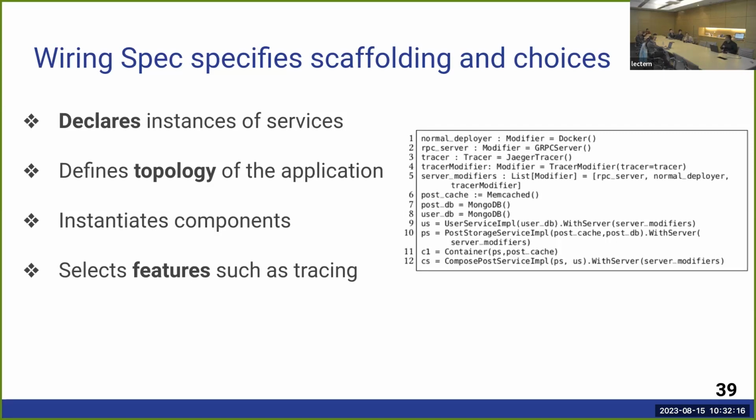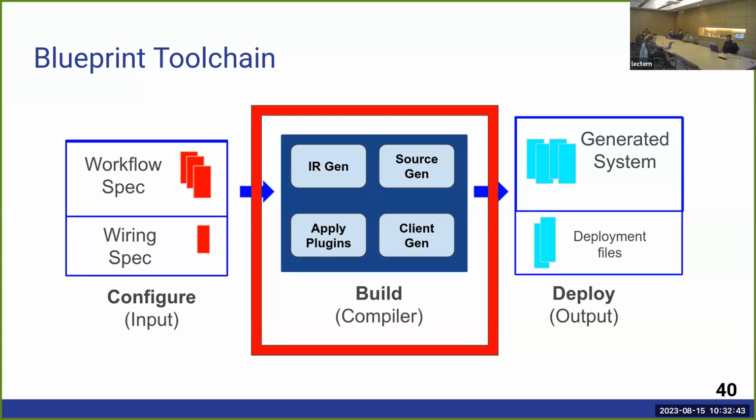You can actually have a gRPC server attached to a specific service, and then you can group these things together as well in containers or in processes or in specific regions or domains, depending on how you want to structure your application. So in the wiring spec, you do the declaration, define the topology of the application as to which services connect with the others, instantiate components, and select features that you need to apply. Using that, we will now look at what the compiler does with these pieces.